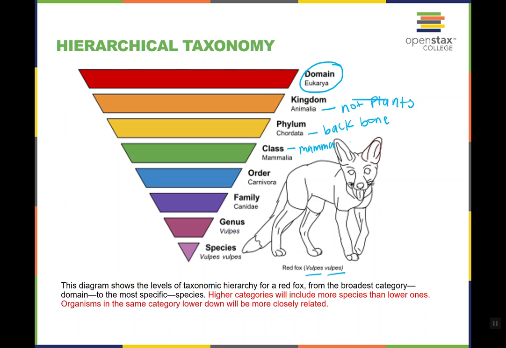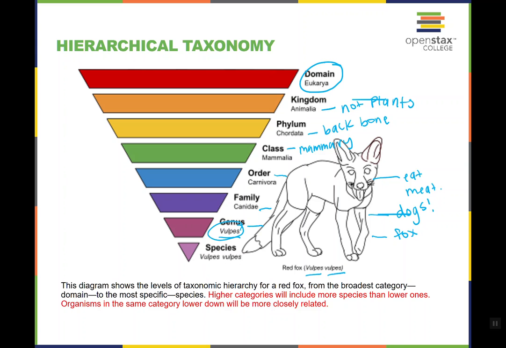The order here is Carnivora, and Carnivora are meat eaters, so I'm going to make my arrow pass through my fox here. Eat meat. So they hunt and kill prey. The family is Canidae, which you guys are probably familiar with. This is dogs and dog-like creatures. The genus is Vulpes. So these are all of the foxes. There are different kinds of foxes, right? We have red fox, arctic fox, for example, desert sand fox, fennec fox. So these are all different kinds of foxes, but they're in the genus Vulpes.